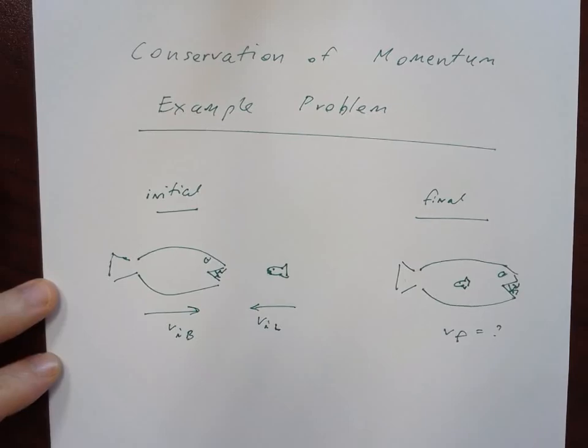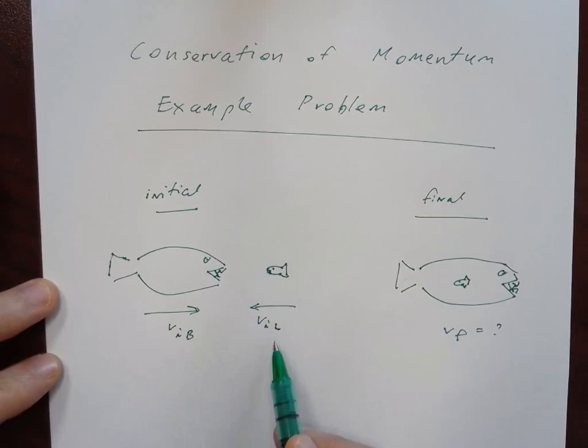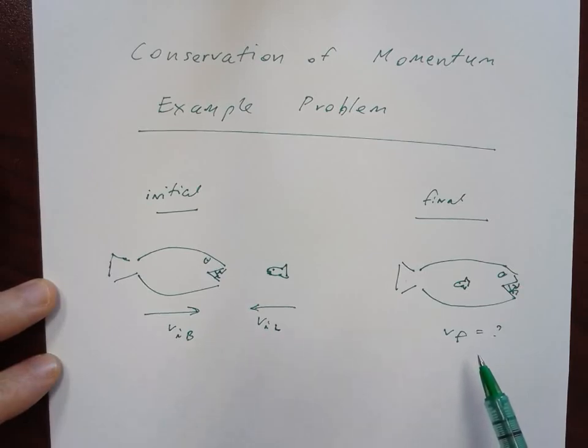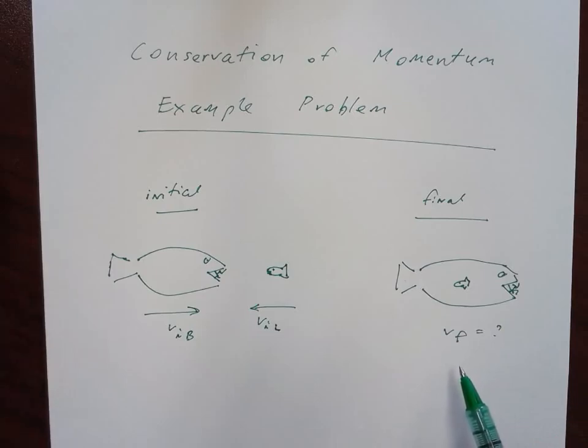I have two fish, a big fish B and a little fish L, and the initial situation shows that they are approaching each other with some initial velocities. The final situation in this problem is that the big fish has eaten the little fish, and the goal is to find the final velocity of the fish. Because the big fish ate the little fish, they're stuck together, so they have the same final velocity in this problem.